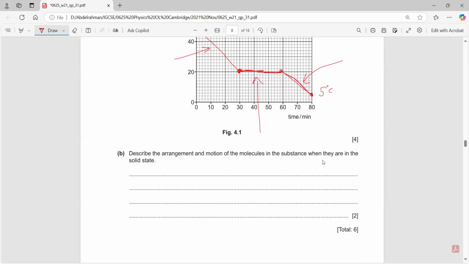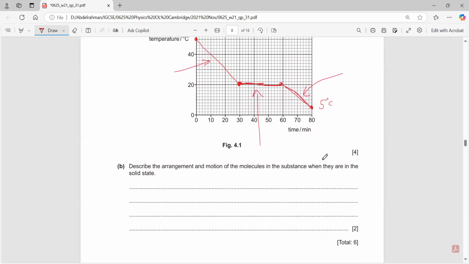Describe the arrangement and motion of the molecules in a substance when they are in a solid state.